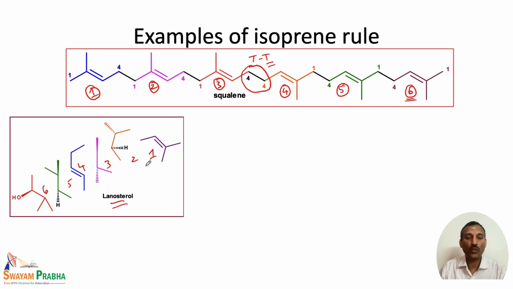So this is how we can use the isoprene rule to find out how many isoprene moieties are present in any complex terpene.